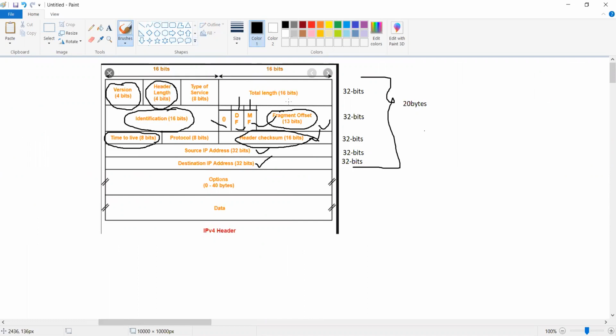Now, total length. What this total length is saying is, what is the maximum length an IP header can go up to? Total length means what? Including data. How much length can it go? 2 raised to the power 16, which is 65535. Am I clear?